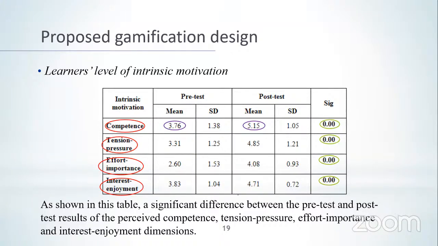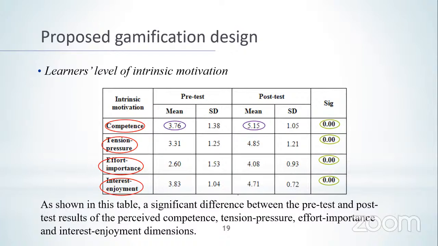For example, for the competence, the mean in the pre-test is 3.76, and in the post-test, it's 5.15. And this can prove the effectiveness of the proposed gamification design based on the self-determination theory in enhancing learners' intrinsic motivation to learn, which is the objective of the gamification process.